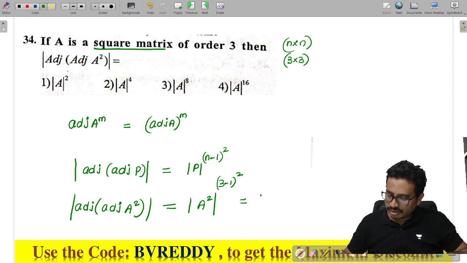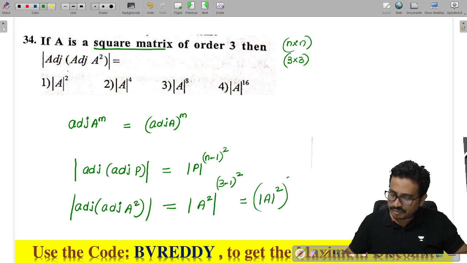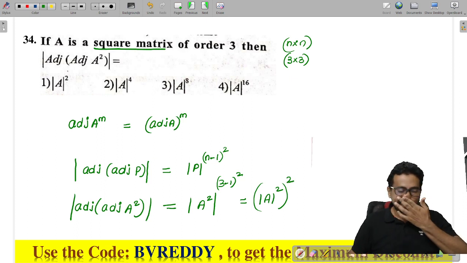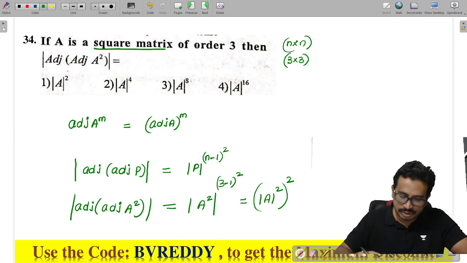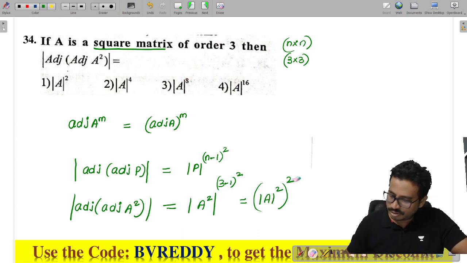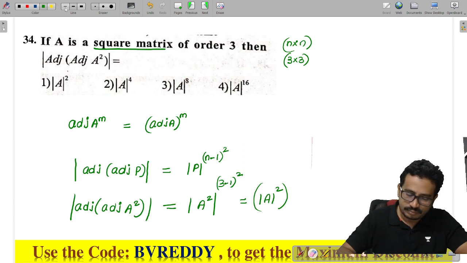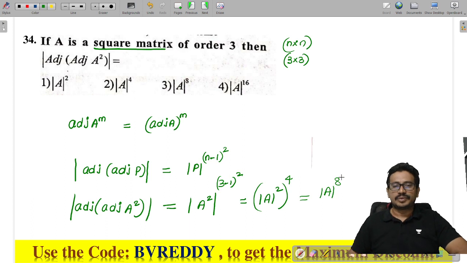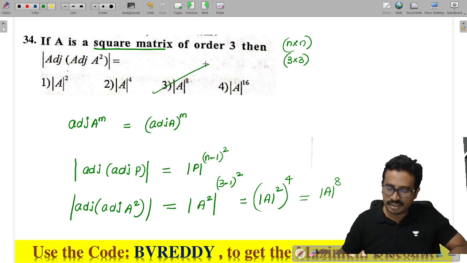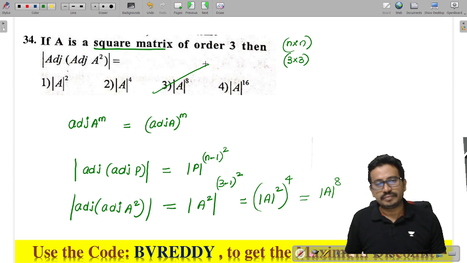So which is given as determinant of A square, and this is squared. Now tell me, how much is it? 2 square, which is 4, right? So then which is given as determinant of A power 8. Fine, all of you?